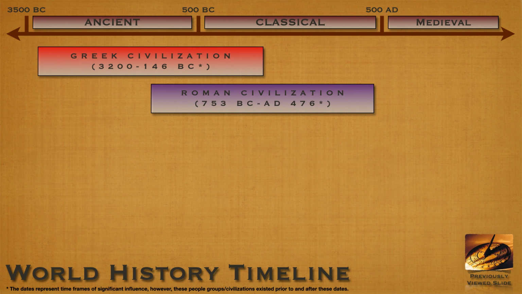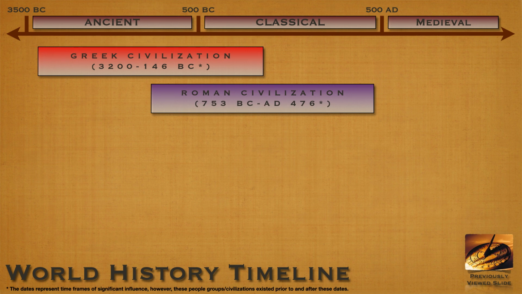The Romans are going to basically be from around 753 BC, the founding of Rome. April 21st is considered the founding of Rome, until about 476 AD, when the western portion of the Roman civilization will collapse. The eastern portion of the Roman civilization will continue in the form of the Byzantine Empire for about another 1,000 years, but we'll talk about that later.